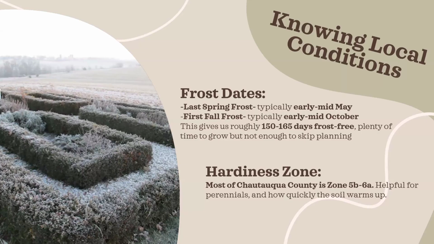So the last spring frost is typically around early to mid-May. This is going to be when we can put stuff in the ground out there. And then the first fall frost is what to look out for with those later summer crops or fall crops. And that's typically around early through mid-October up in this region. So that gives us roughly 150 to 165 days frost-free, which is plenty of time to grow things in the garden, but it's not enough time to totally skip planning. Thinking ahead a little bit will help save some headache and get the most out of your season.